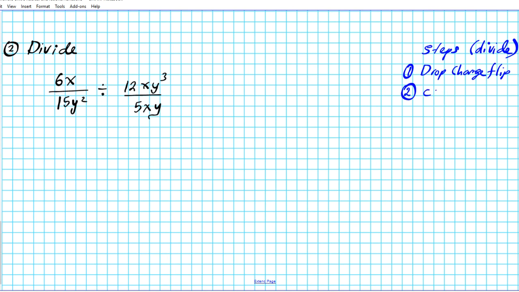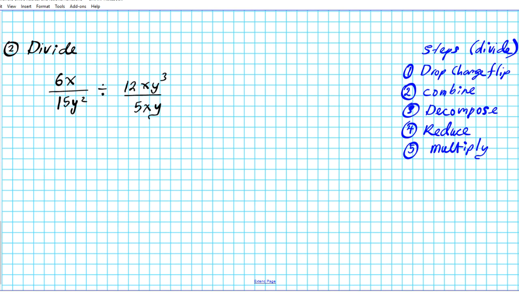We combine. We're then going to reduce. No, before reduce, we decompose. So combine, decompose, so we can see the identical factors. That will make it easy for us to carry out step 4, which is to reduce or divide out common factors. And then step number 5, you then multiply across to get your final answer.